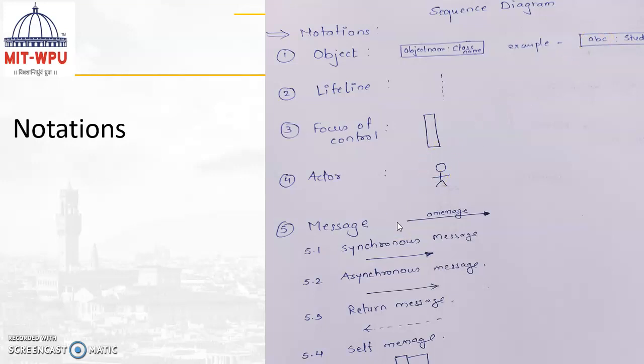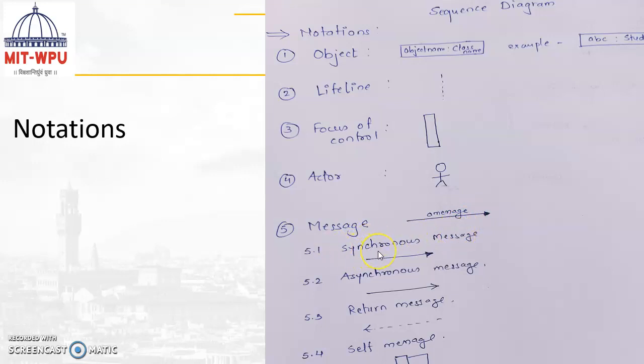Communication between two objects is performed with the help of message passing. So the notation is a line followed with a solid arrow. On top of a line, we have to write down which message you want to convey to another object. While performing message passing in a sequence diagram, it gets divided into different ways.